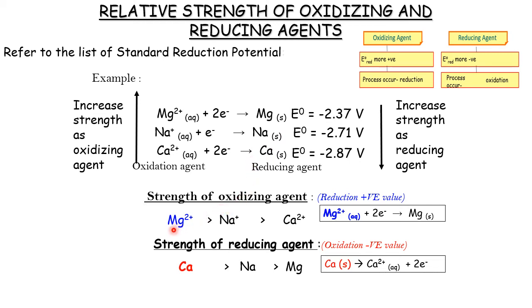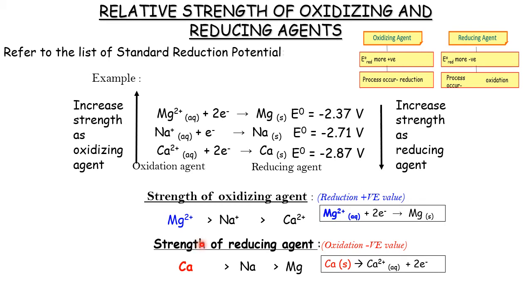So if you check, the strength of oxidizing agent is referred to the reactant, because Mg2 plus become magnesium. So this is undergo reduction with more positive value. But strength of reducing agent you have to check is with oxidation, meaning that calcium undergo oxidation become calcium 2 plus. That's why calcium solid is the reducing agent.